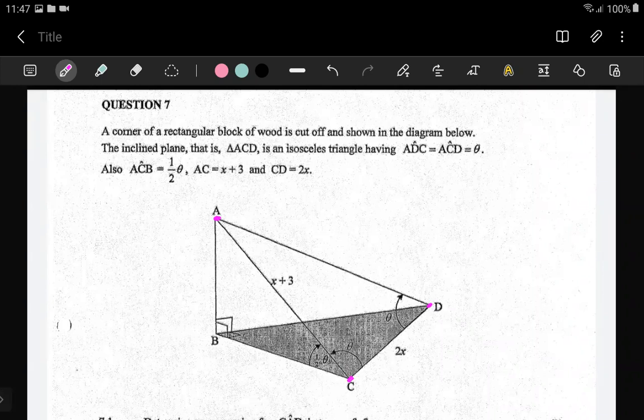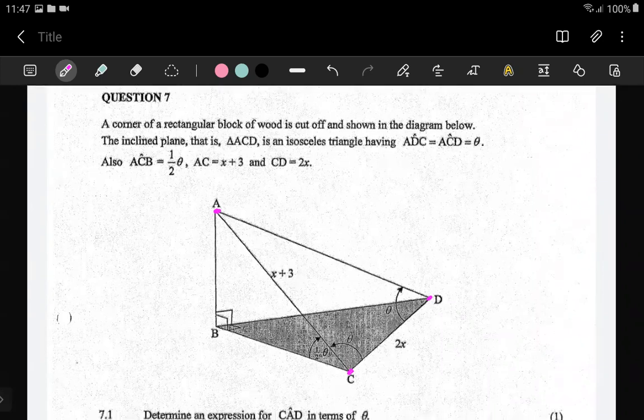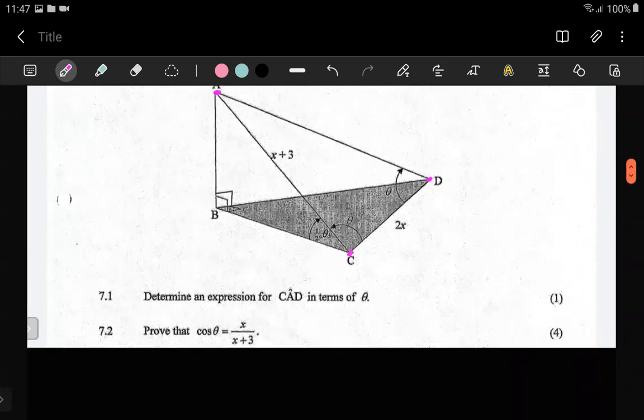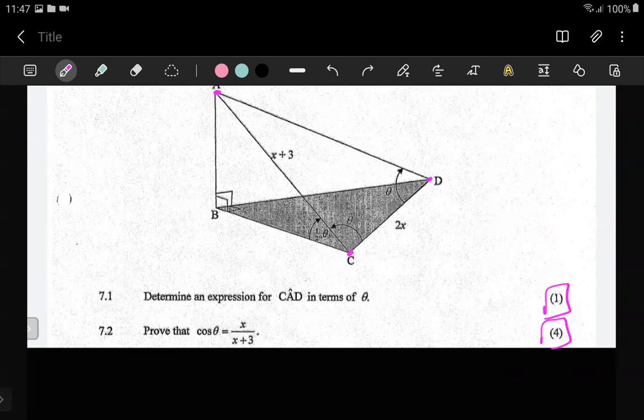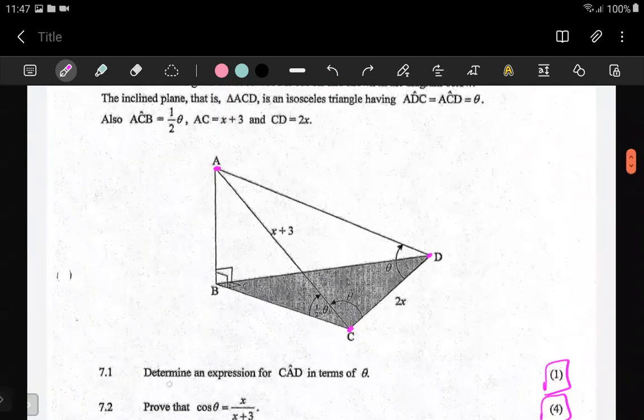They told us that this is half theta. I mean, they told us this is x plus 3. It doesn't matter. Now, the thing with 3D and 2D triangles is your questions always need to be worked out based on something that is already pre-existing. For example, here they're saying determine an expression for CAD in terms of theta. So an expression for CAD.